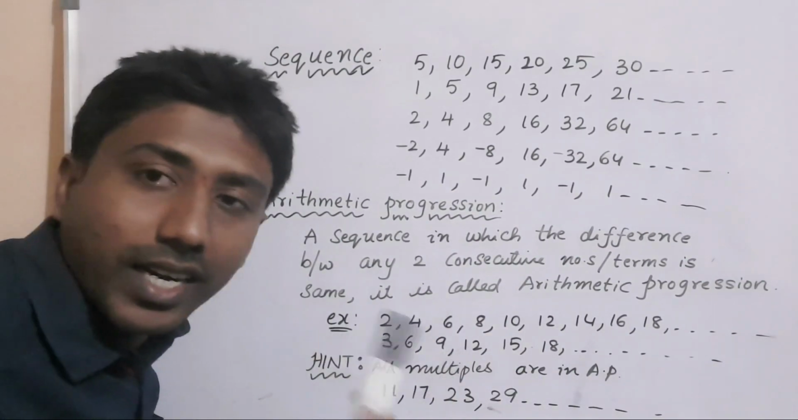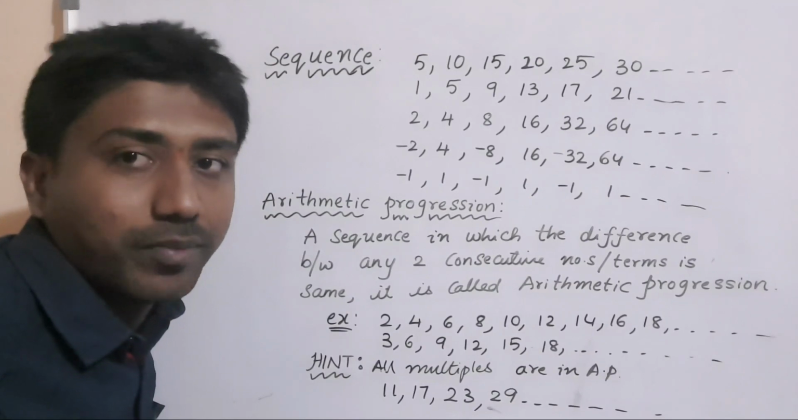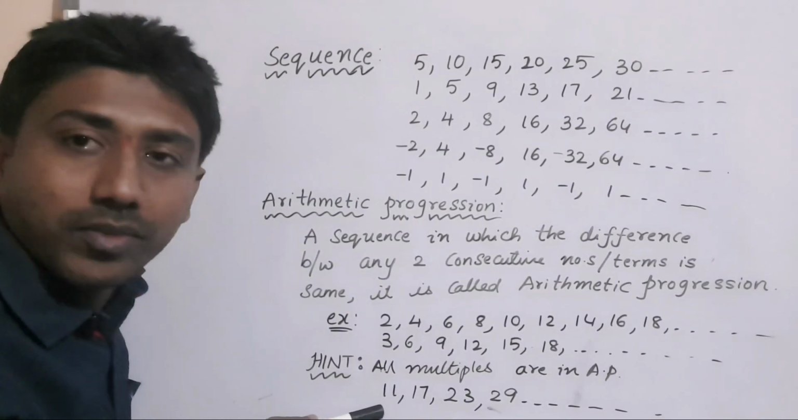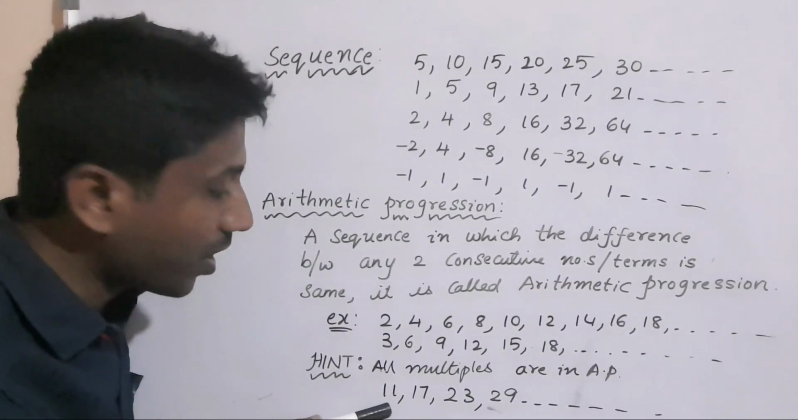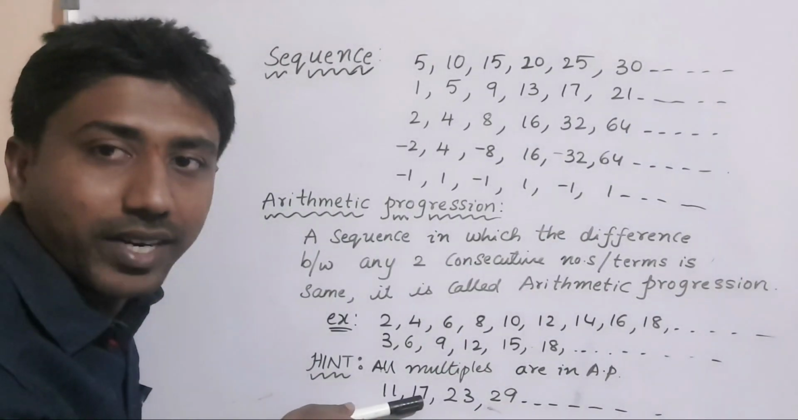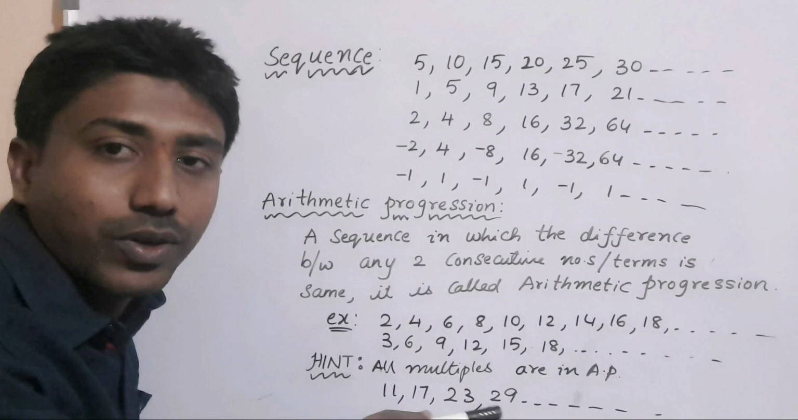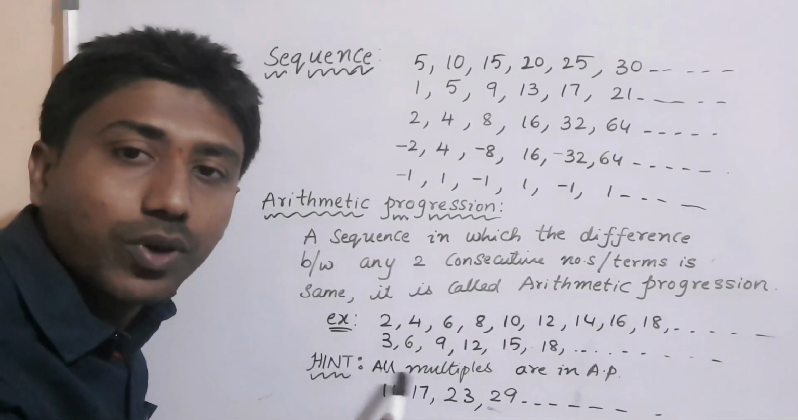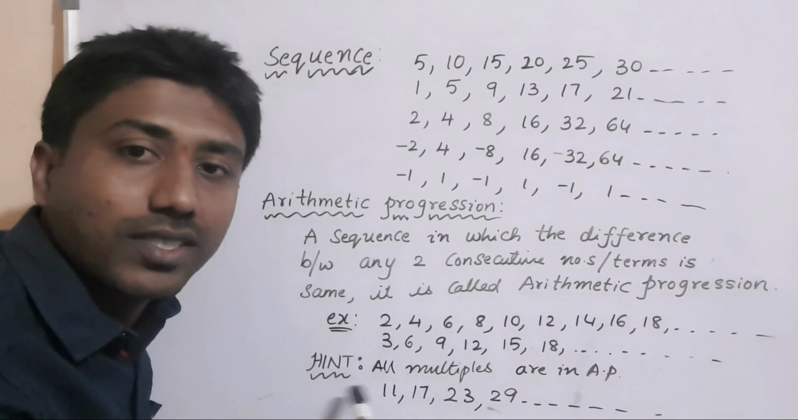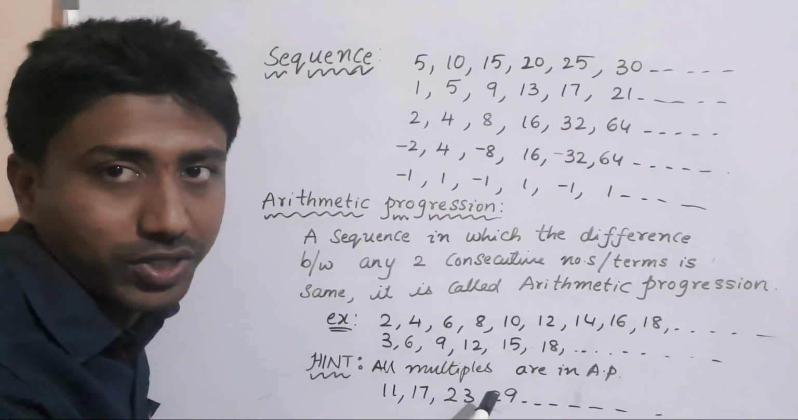Okay, so we can write our own arithmetic progression. I am taking a number 11. So 11 plus 6 is 17, 17 plus 6 is 23, and 23 plus 6 is 29. So here the difference between any two consecutive terms is 6. So this is called an arithmetic progression.